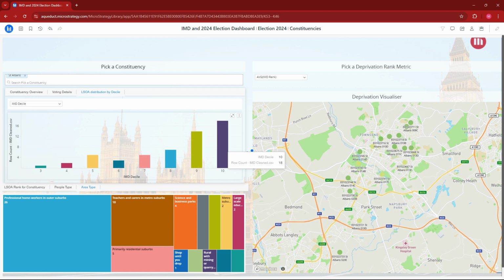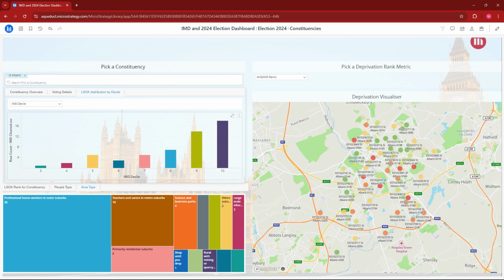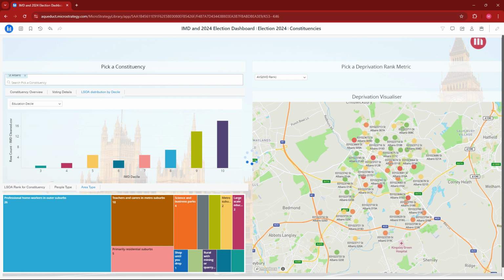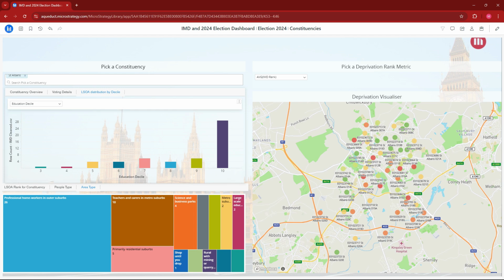Okay. So what we can also do is look at a bit more detail at what the measures are. So we've got IMD decile here. If we want, then we can have a look at education decile. And again, overwhelmingly, most of the LSOAs are in the least deprived decile.